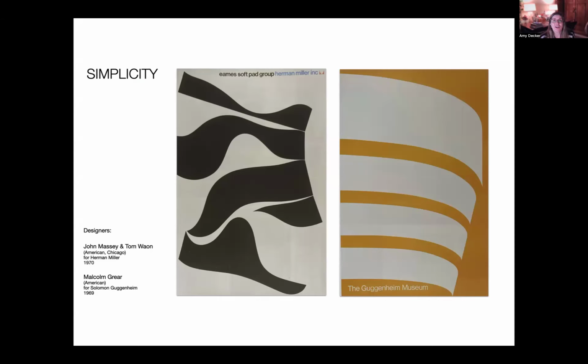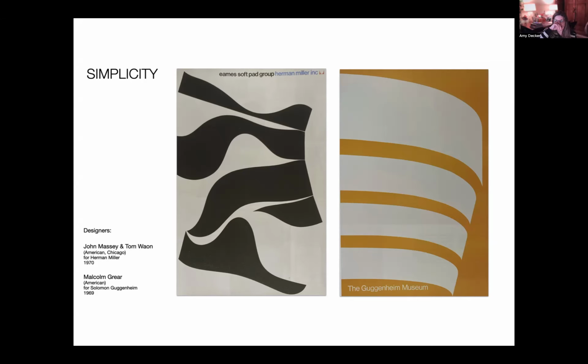John Massey, based out of Chicago, was a leading practitioner of modernism for the corporate application as well as an influential educator. This poster for Herman Miller Furniture Company applies Hoffman's concept of graphic translation to interpret a piece of modernist furniture as an abstract icon. The poster contains no concrete information about the product. It literally just has these kind of white blobs and black blobs going across the page.